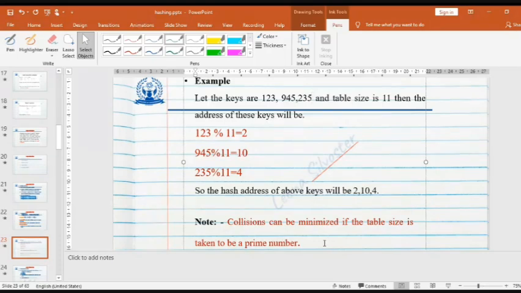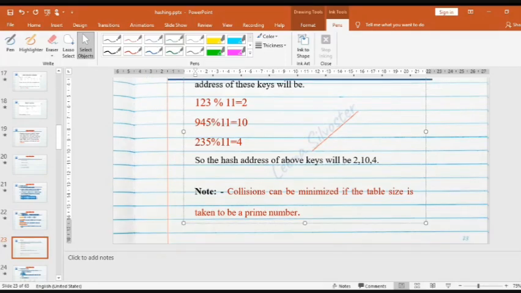So collision can be minimized if the table size is taken to be a prime number. Here the table size is 11. That means we can reduce the collision. So the table size must be a small prime number.